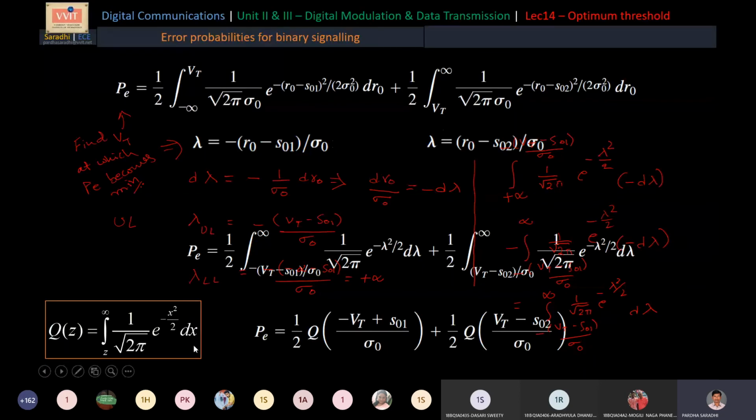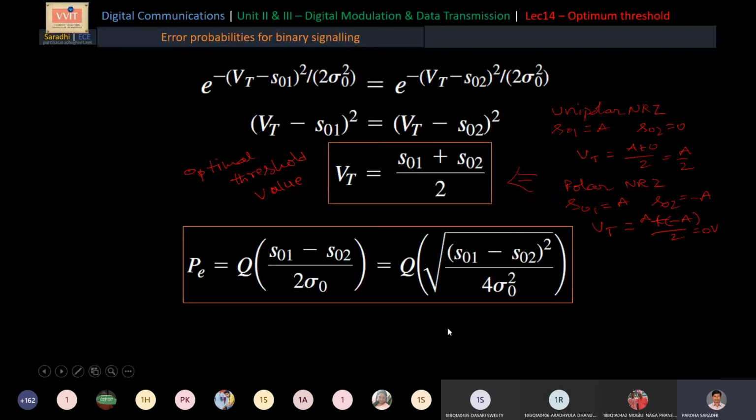Here we got one expression for PE in terms of complementary error function, which is in terms of Vt, right? This is S01, this is sigma naught, Vt. Here we are having minus Vt, here we are having plus Vt. Is that fine? With the help of this, we can make substitutions, and substitution tells us that probability of error is the complementary error function. What is the argument of the complementary error function? It is (S01 minus S02) by 2 sigma naught.